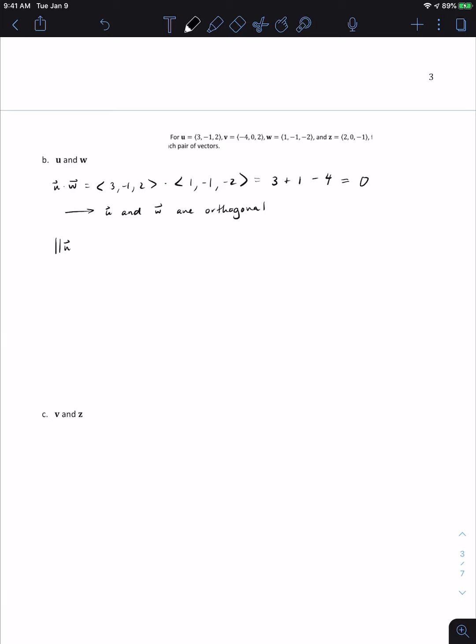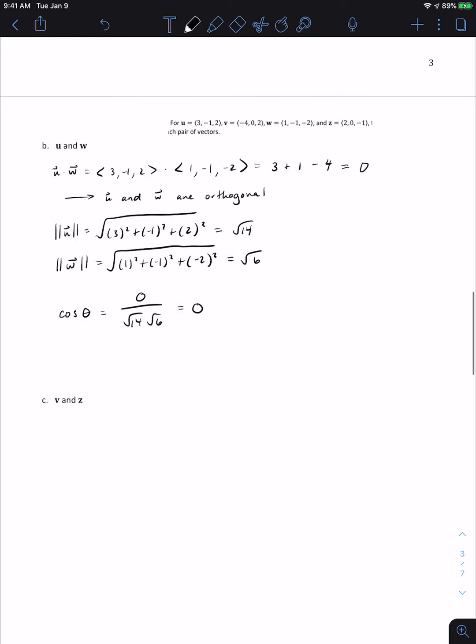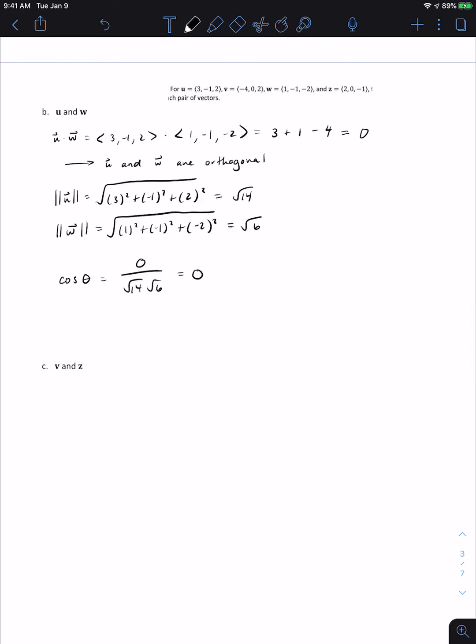So let's show why that is. The magnitude of U is going to be 3 squared plus -1 squared plus 2 squared, which is going to give us, I think we already did this one, radical 14. The magnitude of W is going to be 1 squared plus -1 squared plus -2 squared underneath the square root, which is going to give us radical 6. So cosine of theta is equal to U dot W, which is 0 over radical 14 times radical 6. Well, that's just 0. 0 divided by a constant is 0. So I get that theta is equal to cosine inverse of 0. Well, when is cosine 0? Cosine is 0 at pi over 2. So just as we expected, the angle between them was pi over 2 because they were orthogonal. We just showed our work there.